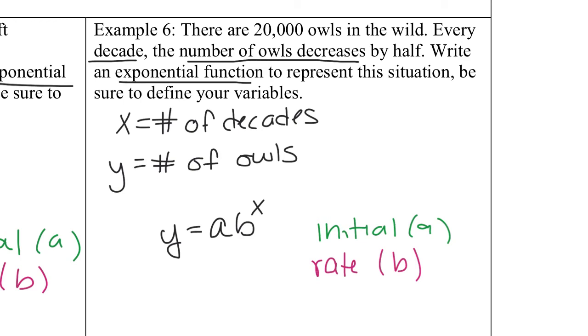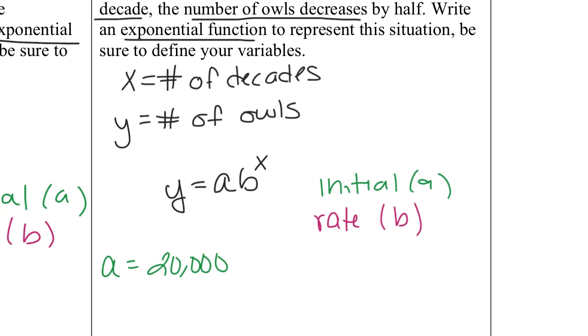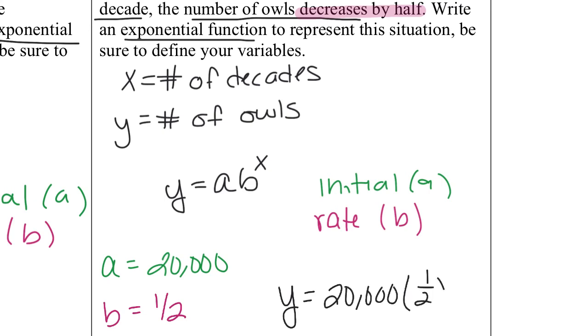So if we read our situation, it says there are 20,000 owls in the wild. That's our starting. So a is equal to 20,000. Then it says our rate, what's happening to these owls, the number of owls decreases by half every decade. So our b is 1/2 this time. So this is an exponential decay because these owls are decreasing in number, not increasing. So when we write our equation, y equals a, which is 20,000, times 1/2 to the x. So the number of owls is going to be 20,000 times 1/2 raised to the number of decades we're doing this for.